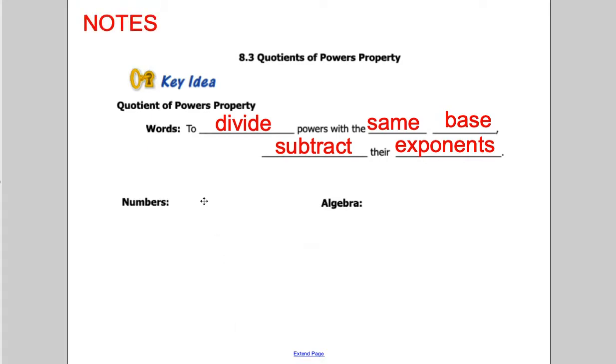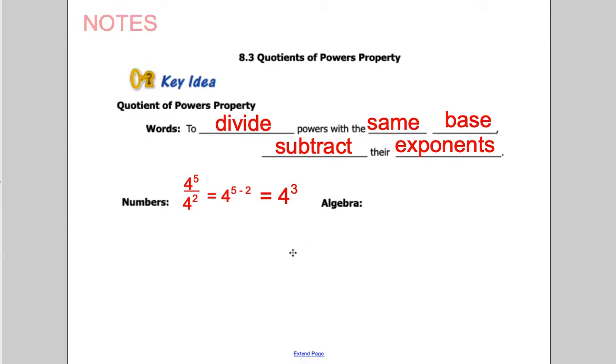How that looks in number form, let's use 4 to the 5th divided by 4 to the 2nd. This is just an arbitrary number, 4. 4 is my base. If I just subtract my exponents from each other, 5 minus 2, numerator minus denominator, I get 4 to the 3rd power.